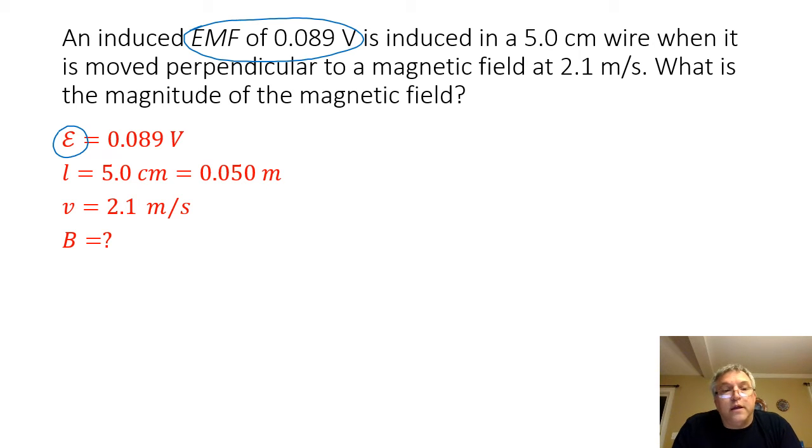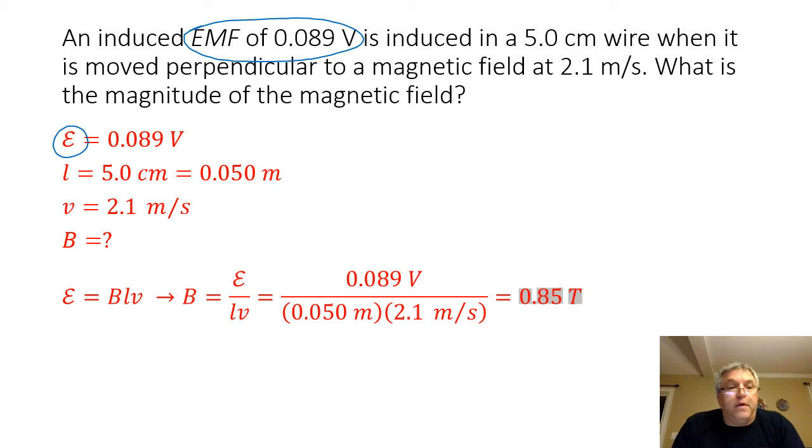So in order to find the magnetic field when we are given the induced EMF, we know we want to use E equals BLV, which Mr. Broderick reviewed with you guys in the PowerPoint narration. We want to solve this for the magnetic field, so doing that is going to give us B is equal to E divided by L times V. We plug in our known values and we are going to get a magnitude of the magnetic field of 0.85 Tesla.